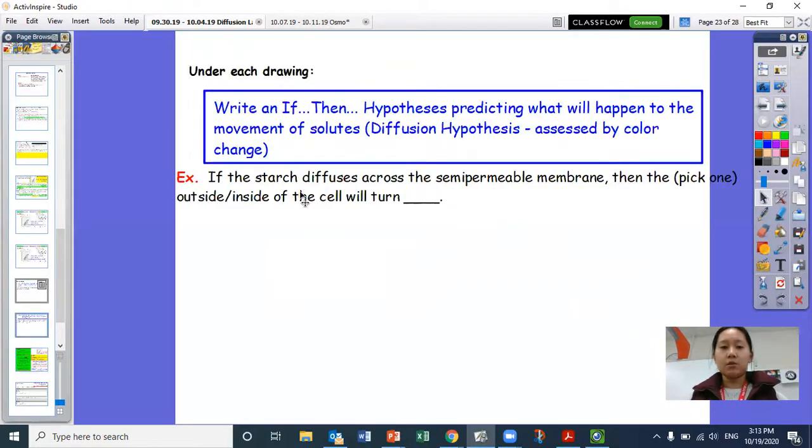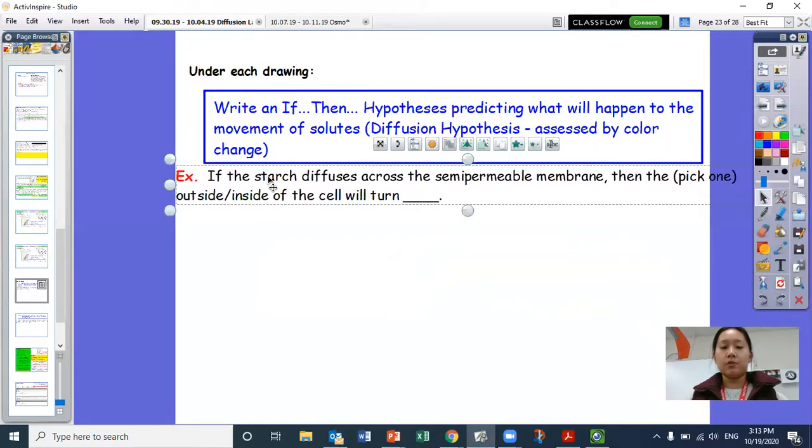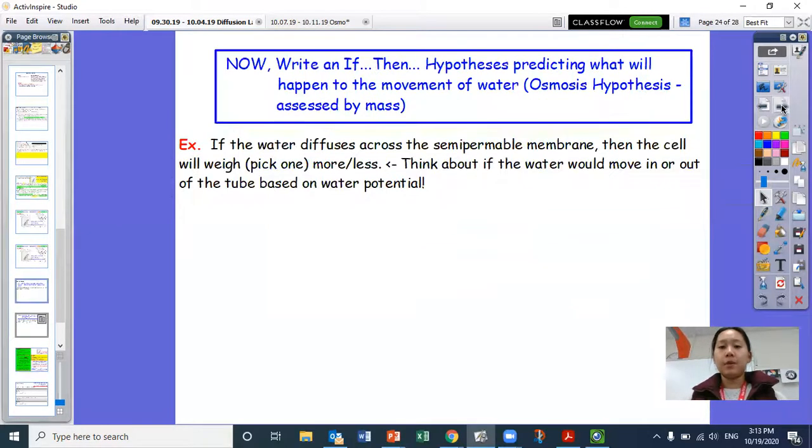Just a caveat though, on this previous one, you don't have to write about starch. You can write about salt, you can write about NaCl, you can write about water, you can write about iodine. But you have to make sure that you are talking about the ones that will actually change color when they interact with each other. So now you should have 2 hypotheses written under both of your diagrams. So technically you should have written 4 in total.